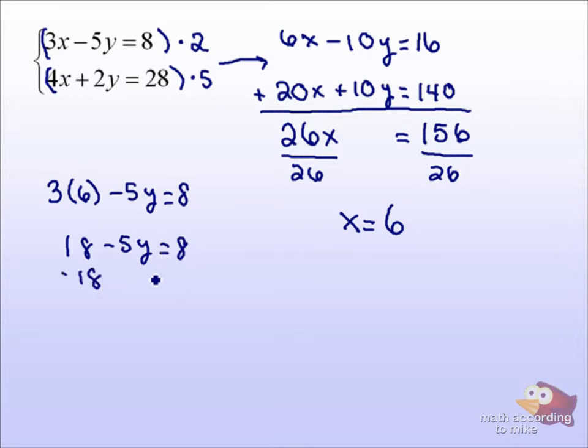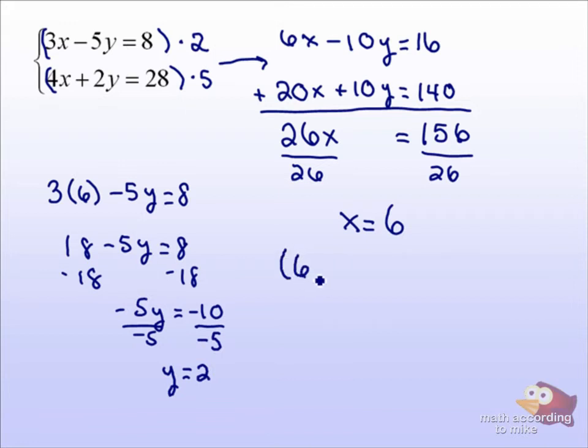Subtract the 18 from both sides. We'll get negative 5y equals negative 10. And then dividing both sides by negative 5, notice we get y to be 2. That gives us the ordered pair 6, 2.